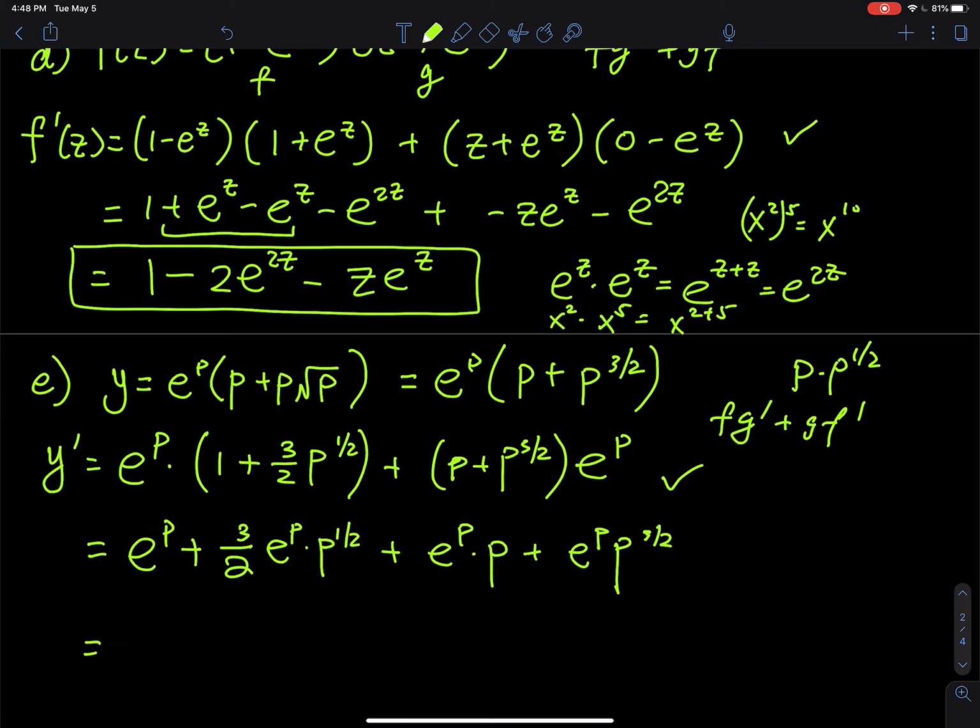The best you can go is you factor out the e to the p. So you have 3/2 p to the 1/2, or they would like you to put that in a square root. All right, and then plus p to the 3/2. They would like you to put that as the square root of p cubed. Oh, we wrote an extra p. We don't need this p.